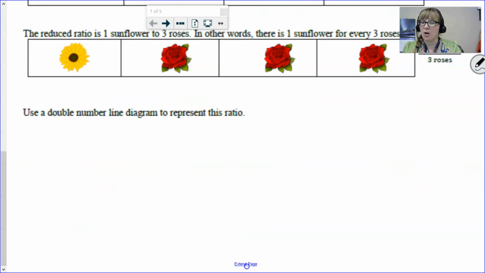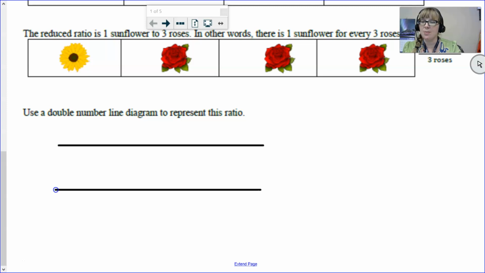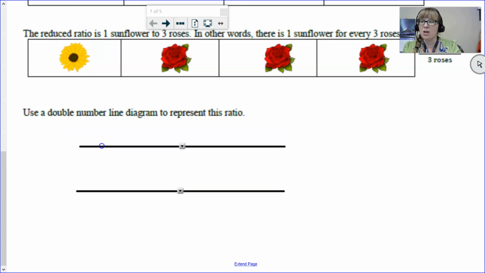And now it asks for us to create a double number line diagram. This is one of the most missed questions on the assessment, so I'm going to walk you through the steps for creating a double number line diagram. We start with not 1, but 2 number lines, hence the double number line.